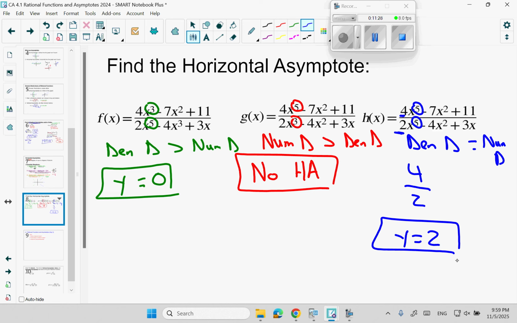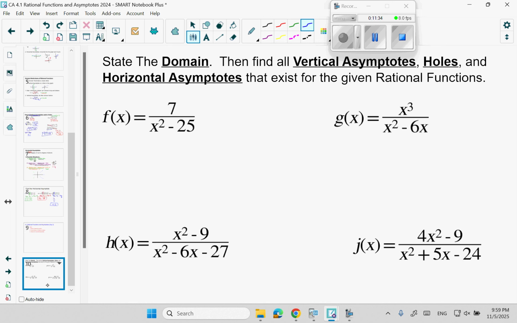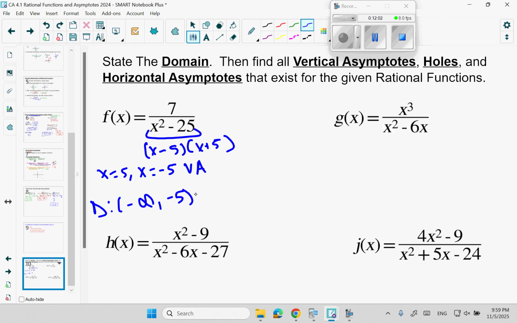Okay. Now, some other stuff we can still talk about. Finding those domains as we talked about earlier. The issue is we need to make sure we cover all the bases. So here I could factor. So this is difference of squares. So x minus 5, x plus 5. I don't cross off either. So I know that x equals 5 and x equals negative 5 are both vertical asymptotes. So when I talk about the domain, I can't have either. So I would get negative infinity to negative 5 union, negative 5 to 5, union 5 to infinity.